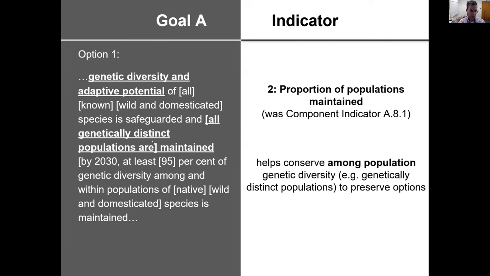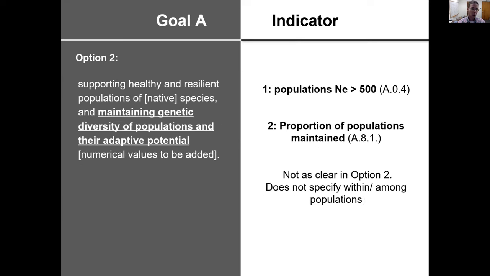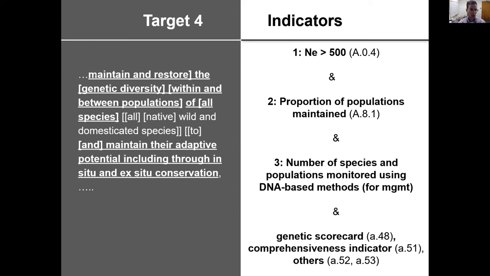So all genetically distinct populations are maintained, very connected to the proportion of populations maintained indicator. Again, this conserves among population genetic diversity, distinct adaptations to different locations to give the entire species options for the future. Option 2, Goal A from the informal group, is not as specific. It's a little more vague, but these indicators can still be used for reporting on maintaining genetic diversity and adaptive potential. As for Target 4, maintain and restore the genetic diversity within and between populations of all species and maintain their adaptive potential, including through in situ and ex situ conservation.